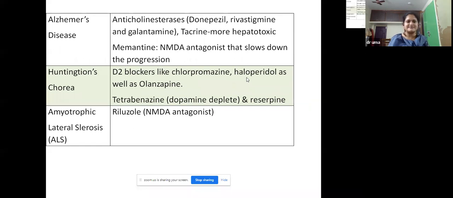The drugs for Alzheimer's disease are mainly anticholinesterases like donepezil, rivastigmine, and galantamine. Among the stacrines, tacrine is more hepatotoxic. Memantine is a drug which acts by NMDA antagonist action. For Huntington's chorea, D2 blockers, that is antipsychotics, are used: chlorpromazine, haloperidol, and olanzapine. And dopamine depleters like tetrabenazine and reserpine can also be used. For amyotrophic lateral sclerosis, riluzole, which is a glutamate antagonist, is used.